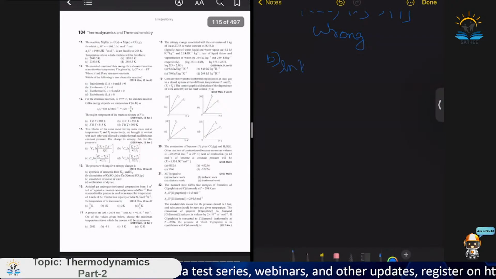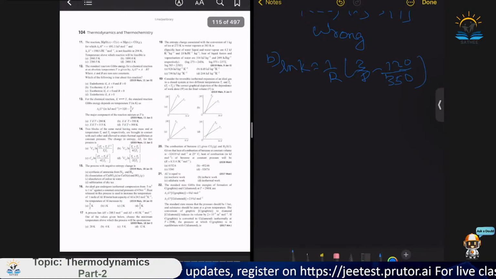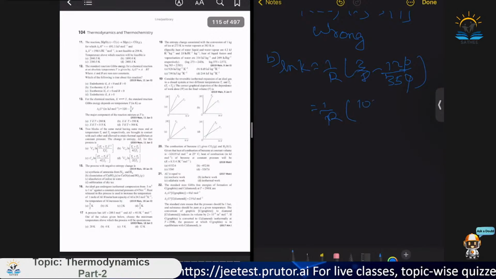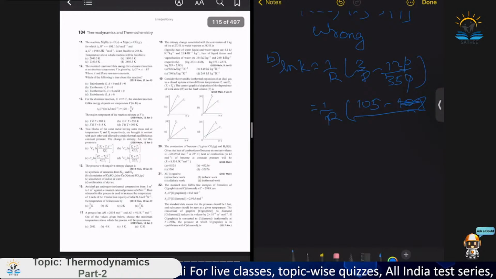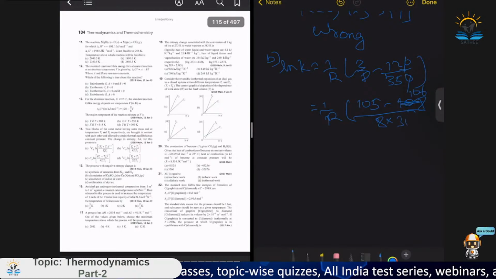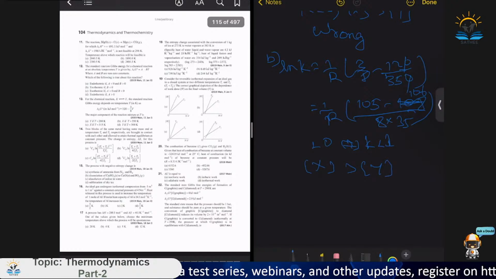Second option, ln K equal to 1 by R into 3/8 minus 120 by 350. That is less than 0, K less than 1, concentration of X less than concentration of Y. So your option D is right.